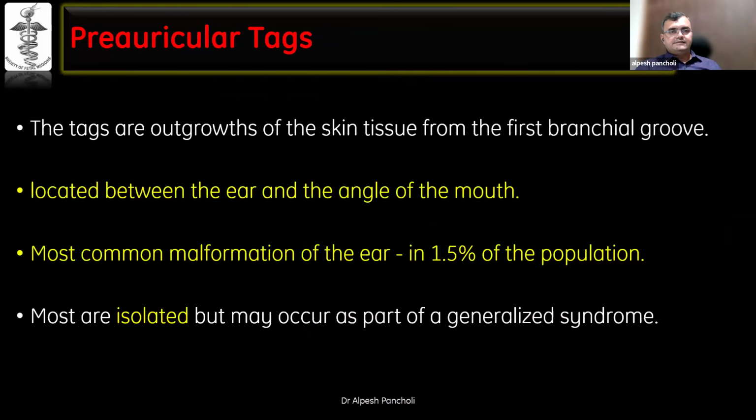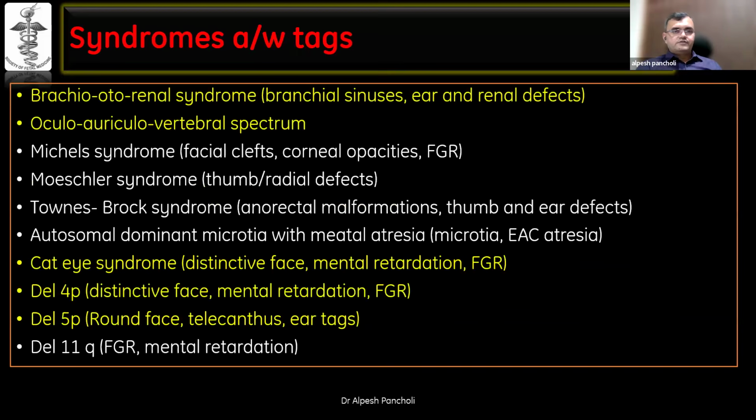Coming to preauricular tags, tags are nothing but an outgrowth of skin tissue arising from the first branchial groove. They can be located anywhere between the ear and the angle of the mouth. It is the most common malformation of the ear, found in about 1.5% of the population. Most cases are isolated, but it may occur as part of a generalized syndrome. There is a long list of syndromes, but the common ones are branchio-oto-renal syndrome, oculo-auriculo-vertebral spectrum, cat-eye syndrome, 4p deletion, 5p deletion, and 11q deletion.